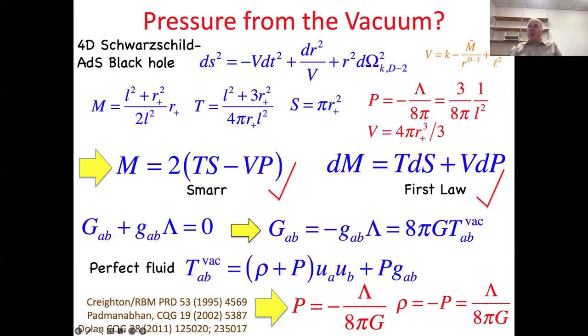It is the Euclidean volume of the black hole. It's not the actual volume, because how you measure the volume of a black hole is quite complicated, and it's not clear there is any definite prescription. So I call this the thermodynamic volume, and it is the thermodynamic conjugate to the pressure.